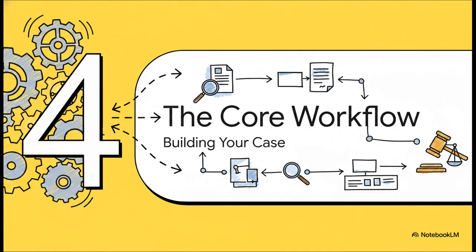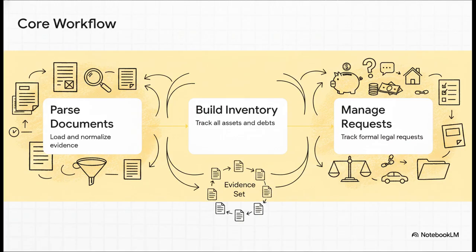Moving right along, Section 4, the core workflow. The engine of this app runs on a really logical, simple path. Step 1, you parse the documents to load up your evidence. Step 2, you build out your financial inventory, mapping out every asset, debt, and income stream. And Step 3, you jump into the Discovery Manager to handle all the formal legal requests. It's a closed loop. Everything naturally connects back to that exact same foundational evidence set.